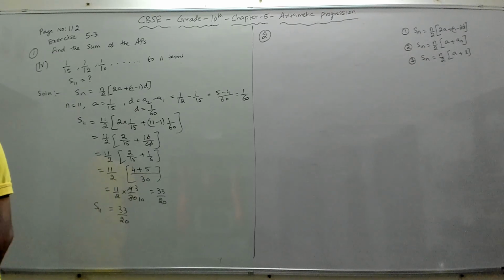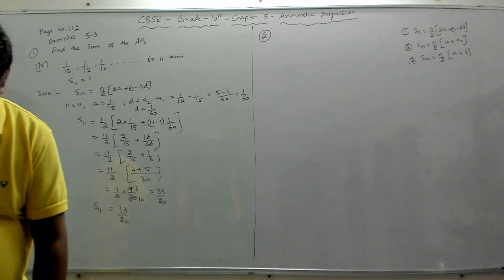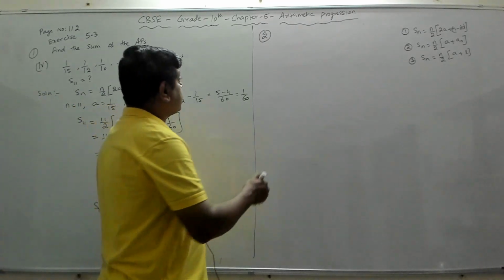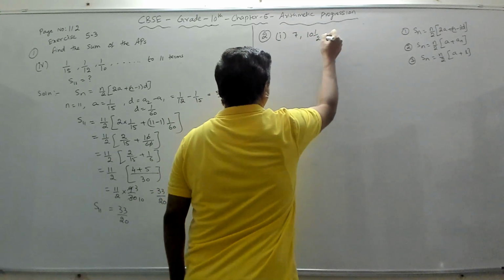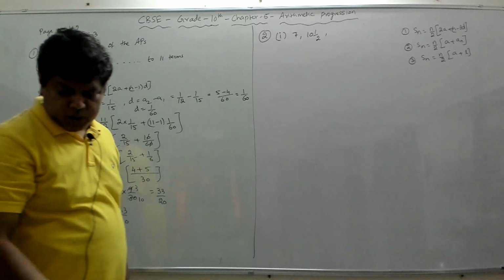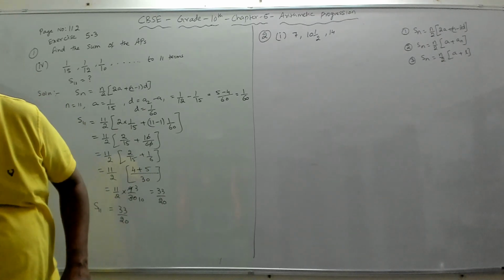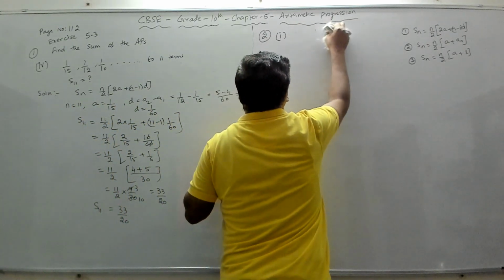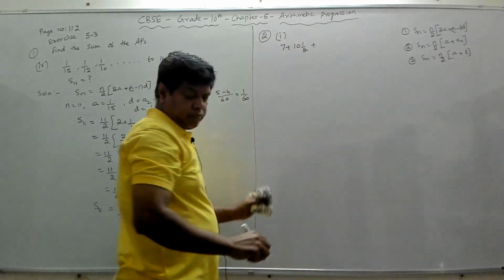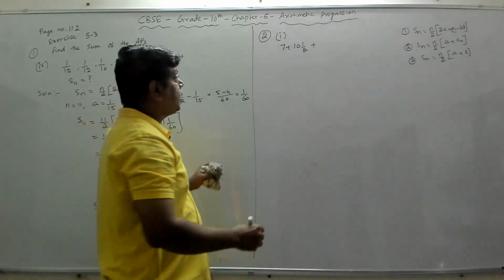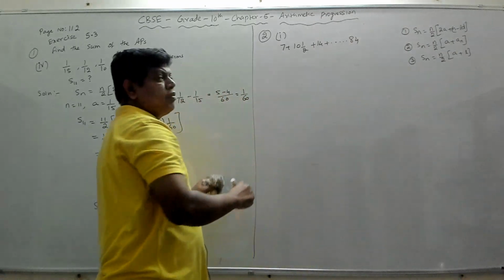Right? So again it is coming under AP. So we will say it is AP. So the first problem is 7, 10 1 by 2, 14, sum of the series. Okay, it's a series. So I'll write that series. So this is 7 plus 10 1 by 2 plus 14 plus dot dot dot plus 84. Now we should find the sum of this series.